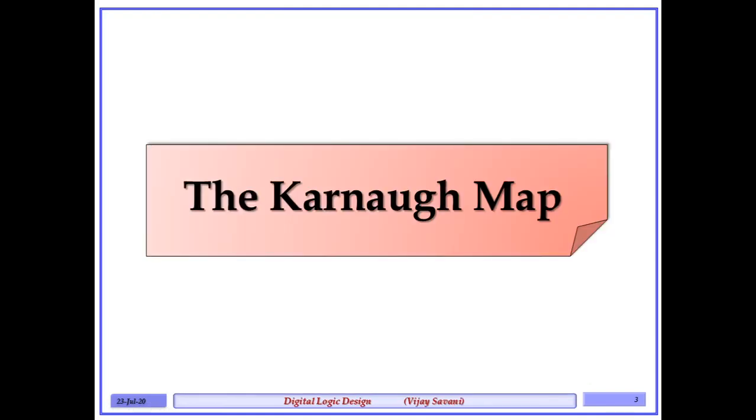In the previous session of this subject, we discussed the K-map using SOP, POS, as well as including don't cares. Lastly, we also discussed the 5 variable K-map, 6 variable K-map and so on, or n variable K-map.